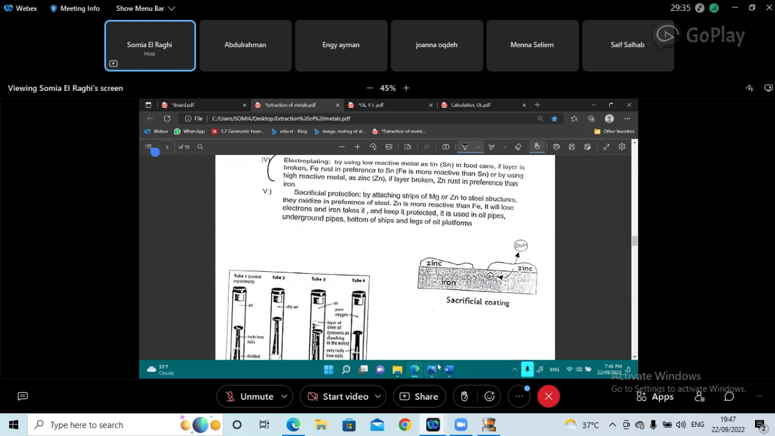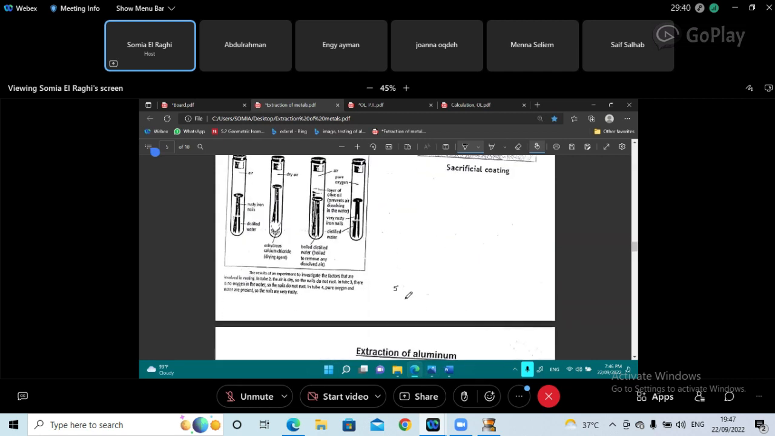Sacrificial protection here is an important question. What do they mean by sacrificial protection? I have here this pipeline.